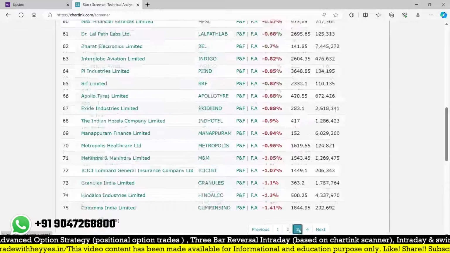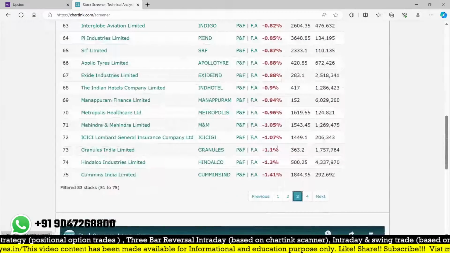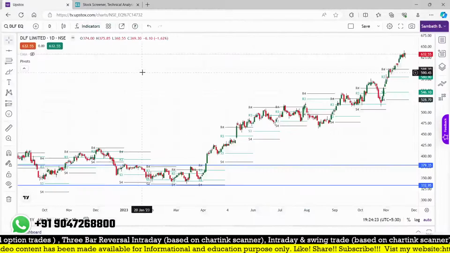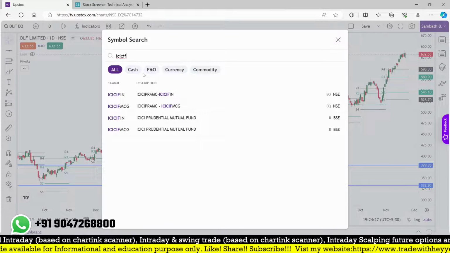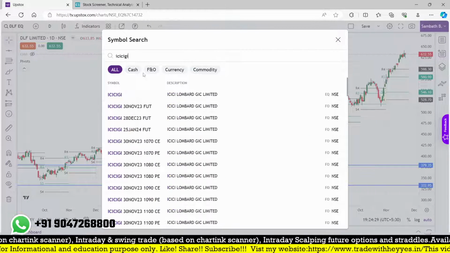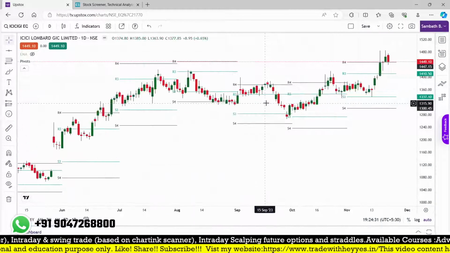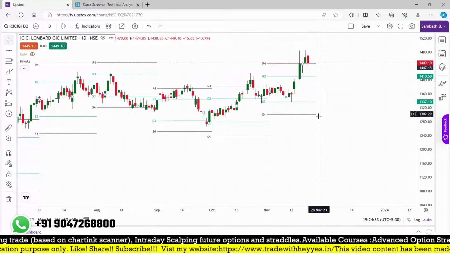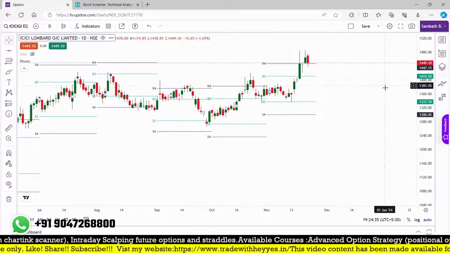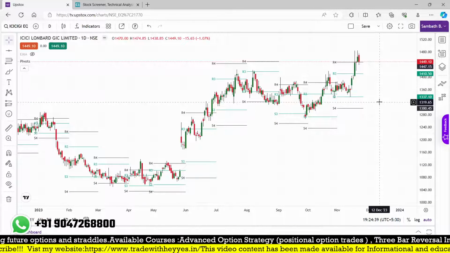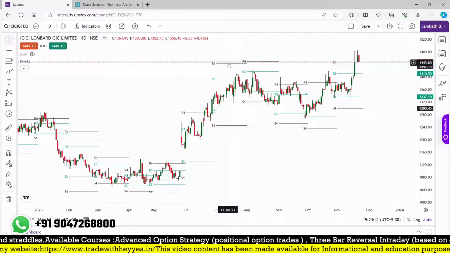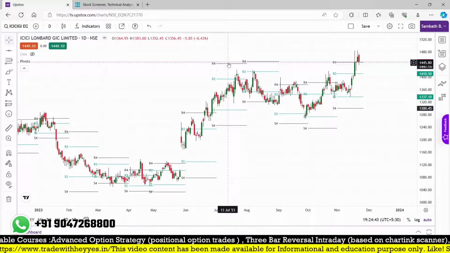For example, here we see some stocks are negative. So maybe ICICI General Insurance. Let me go and check ICICI General Insurance. Look at this. This is a negative one, but it is trading above the R4. That is the condition which is satisfied. It's showing me a right opportunity. The black line which I mentioned is the R4 on the Camarilla level.